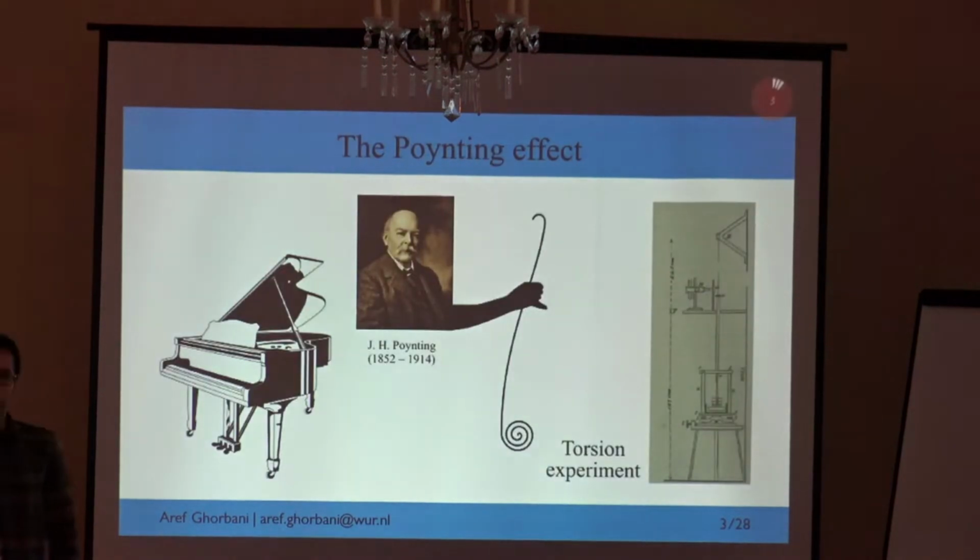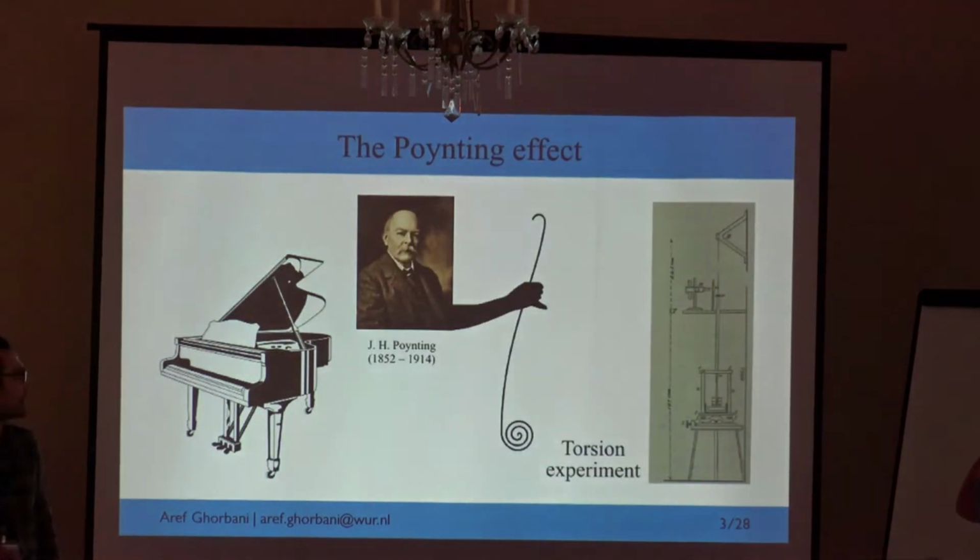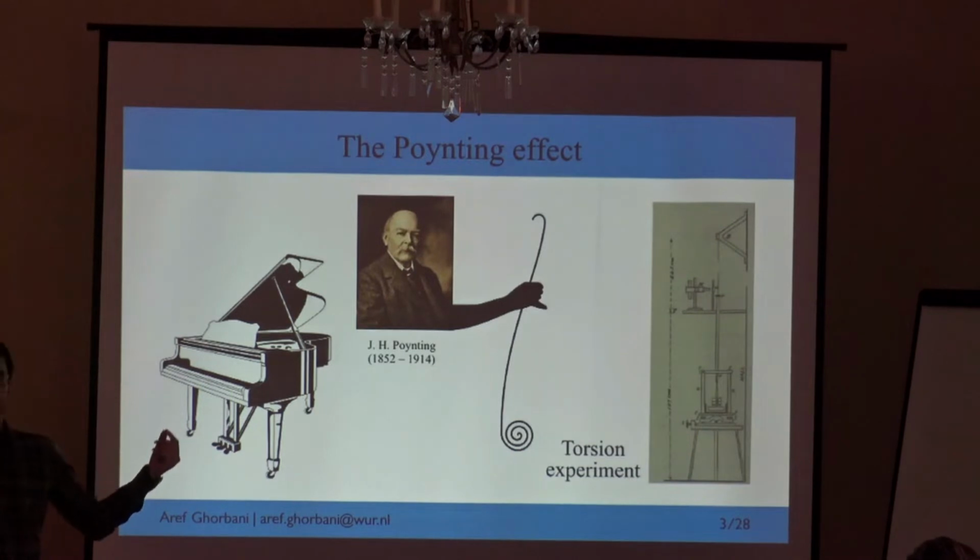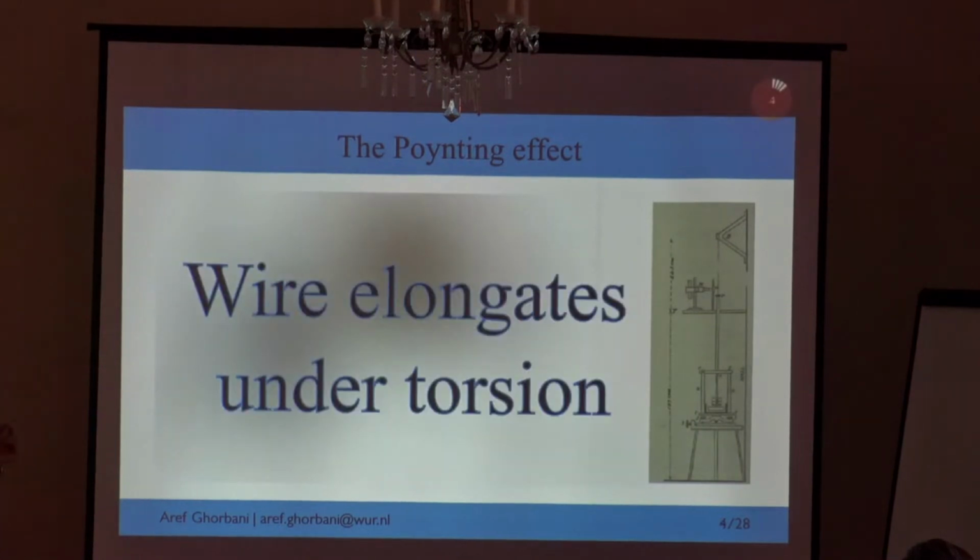So about the Poynting effect, first let's go with an introduction. What is the Poynting effect? Poynting designed an experiment. He pulled a piano wire and designed this torsion experiment. He applied twist to the wire, and he observed that the wire elongates when it is under torsion.